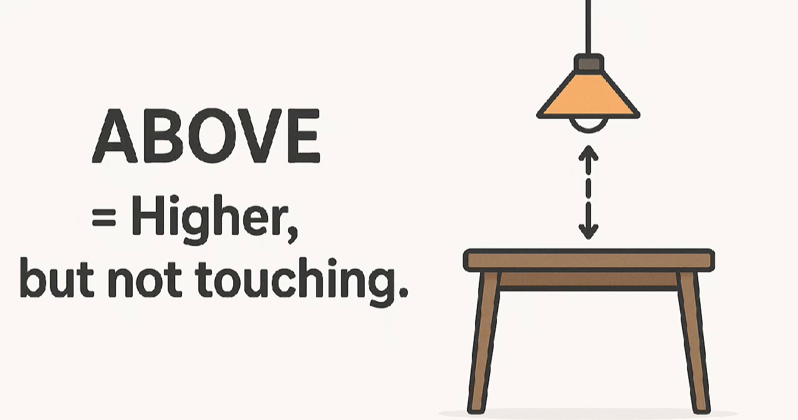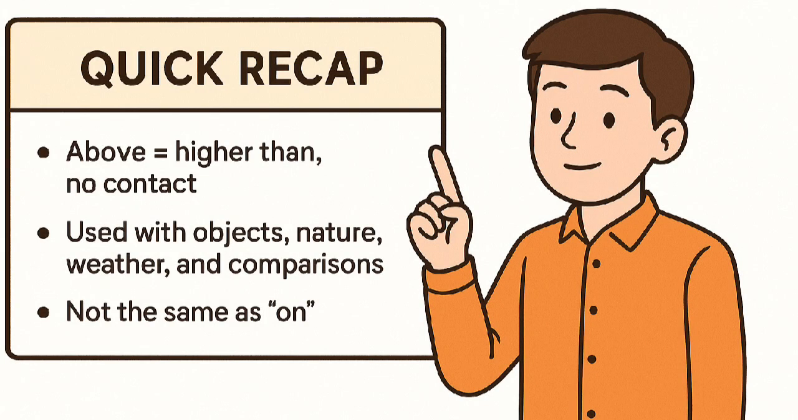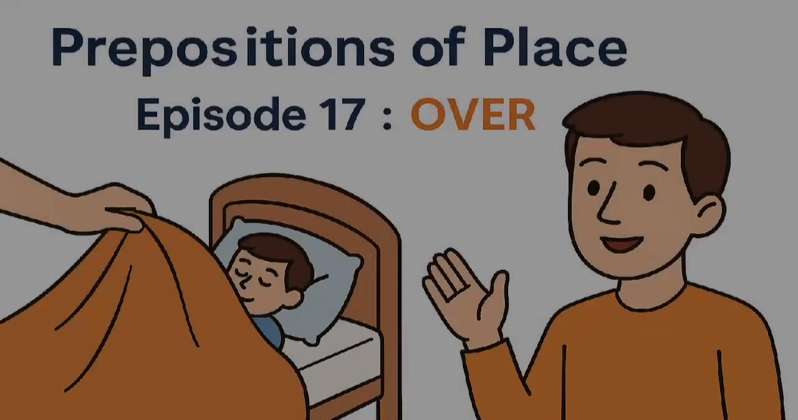Let's recap. Above means something is at a higher level without touching. It's used for objects, sky, nature, buildings, and measurements. And it's different from on, which always means contact. That's how we use the preposition above. It shows height and level with no touching.